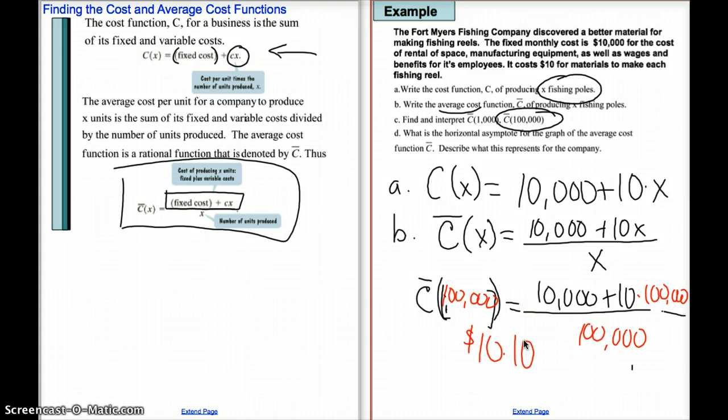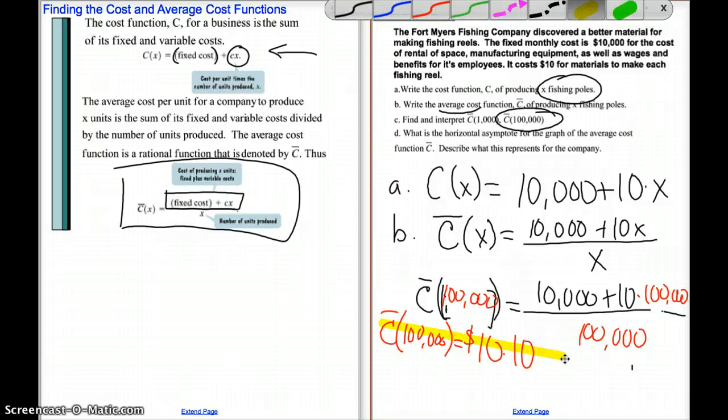Wow, our average cost for 100,000 fishing poles is only about $10. So it would be worth our while to produce 100,000 fishing poles if we can sell them. What does that mean? That's the interpretation. We interpret it by not just giving a number, but we make a sentence and say, if we produce 100,000 fishing poles, then the average cost is $10.10. That is the statement we would answer for interpreting the cost.